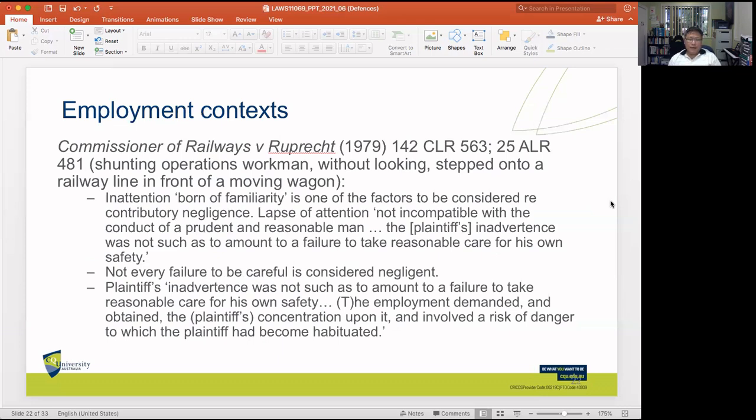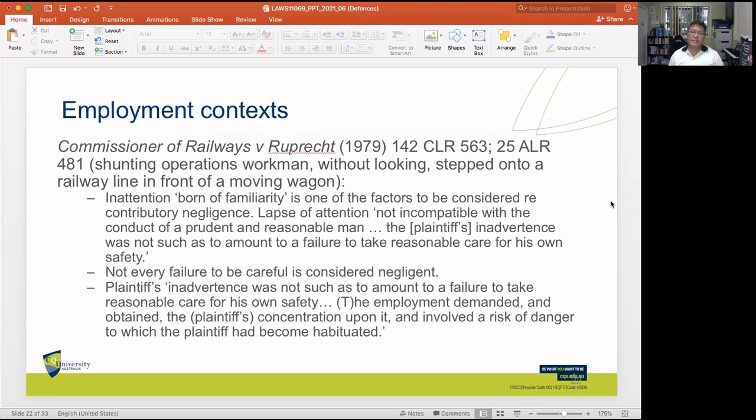So in the case of Commissioner of Railways versus Ruprecht, this involved a plaintiff, the shunting operations workman. So shunting, I think it's about changing where the train moves, right? The goods train moves. So by shunting it can go here, it can go there, whatever.